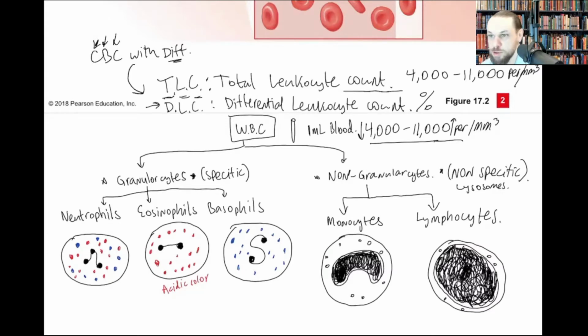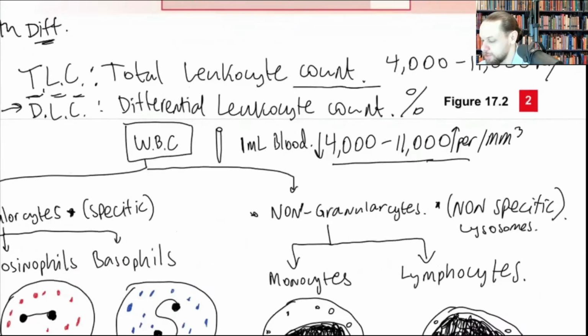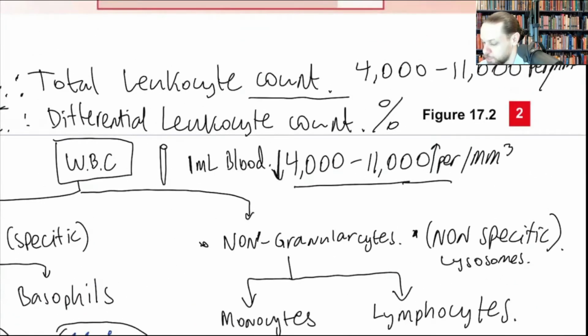Another term that I want you to be familiar with, right? The moment this number gets below 4,000, we call this condition leukopenia. The word penia usually refers to poverty. So when this number drops below 4,000, that usually is called leukopenia. And then the moment this exceeds 11,000, we call it leukocytosis.